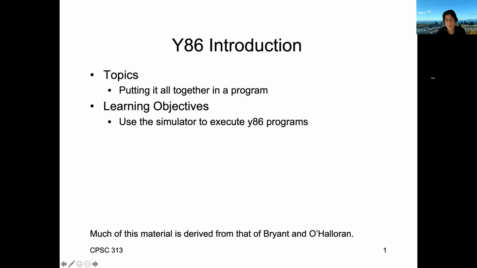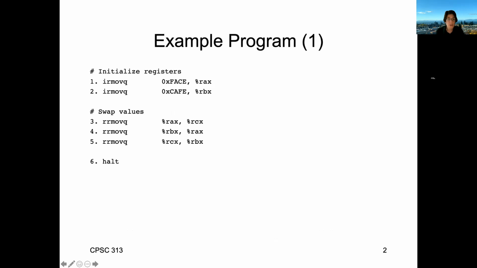Let's put this all together and write some programs. We're going to start with a super simple program, which is just going to swap the contents of two registers. So we'll initialize those registers using the irmovq instruction, immediate value into a register. So we're going to take the value face, put it in RAX. We'll take the value cafe, and we'll put it in RBX.